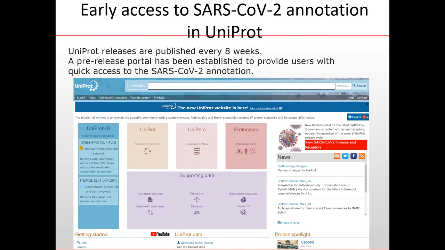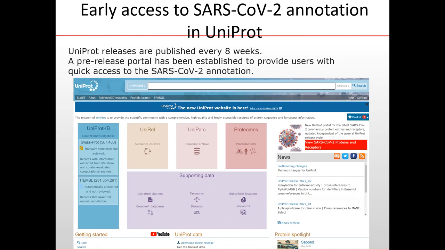When the COVID sequence popped out in January 2020, we made the annotation very quickly and analyzed the proteome, and in about 2 weeks we had everything ready. But UniProt would not be released until April 2020, which is a pretty long way when a new virus is eating the world.